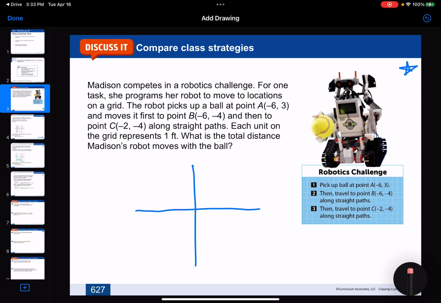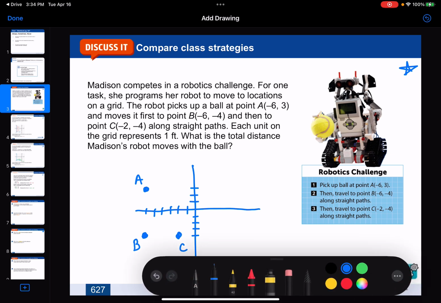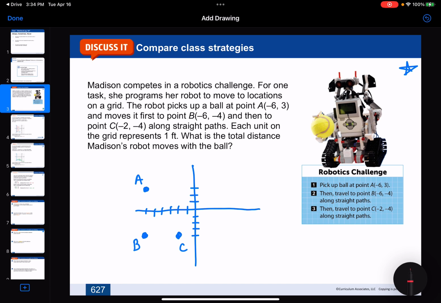To get a concept of this, we're going to start at point A, which would be -6, 1, 2, 3, 4, 5, 6, 3, so about right here. This is the point A, and then it's going to move to point B, which is at -6, -4, 1, 2, 3, 4. It's going to move straight down to point B. And then it's going to move to the point -2, -4, which is right here. Let's do the path here. It moves down this way and then to the right this way.